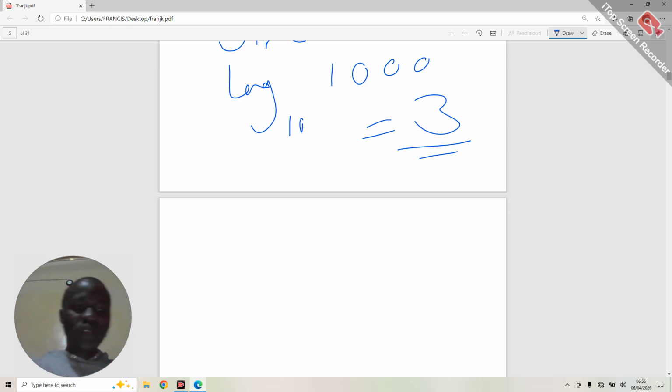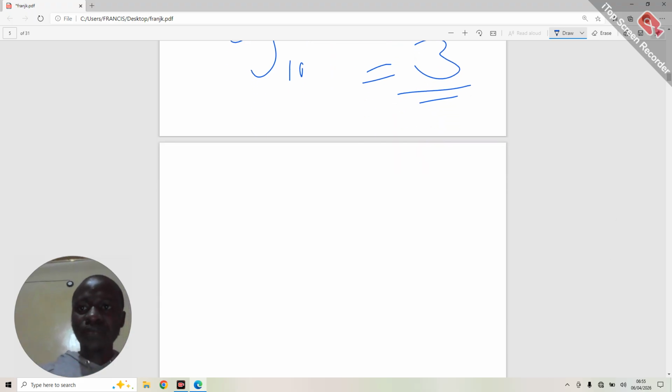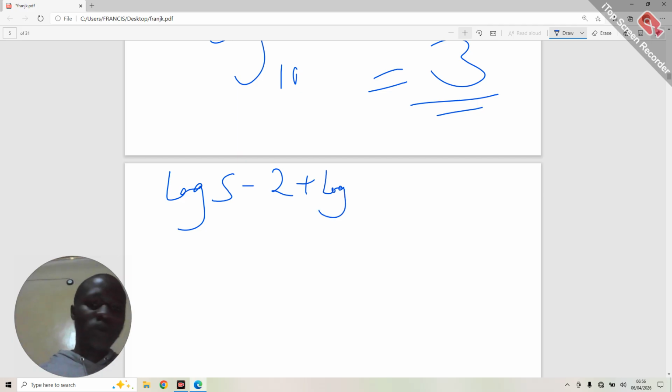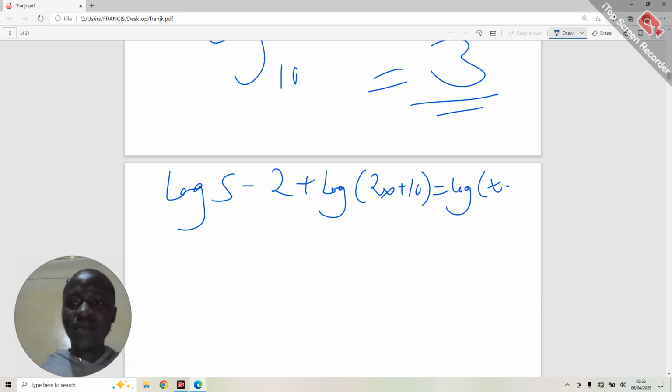I have another question here that reads, without using a logarithm table or a calculator, solve for x, and the examiner gives log 5 minus 2 plus log 2x plus 10 equal to log x minus 4.